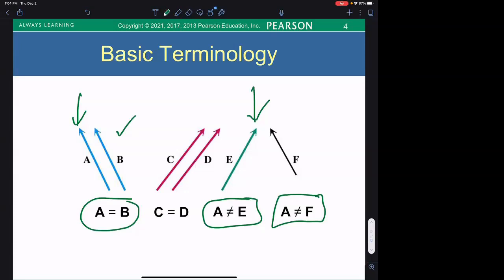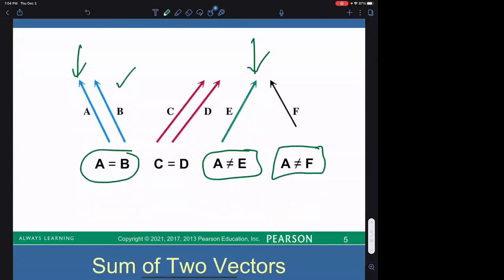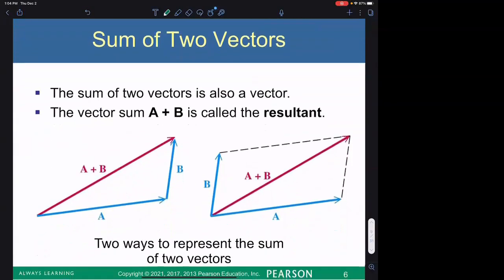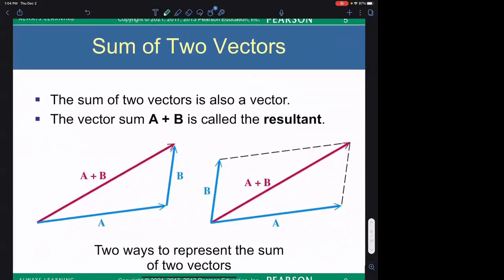All right, so we're now going to think about these little arrows floating around in a plane. And the first thing we want to know how to do with them is add them. So the sum of two vectors is a vector. When you add two vectors, you get another vector, like if you add two numbers, you get a number. If you add two positive numbers, you get a positive number. If you add two negative numbers, you get a negative number. If you add two vectors, you get a vector.